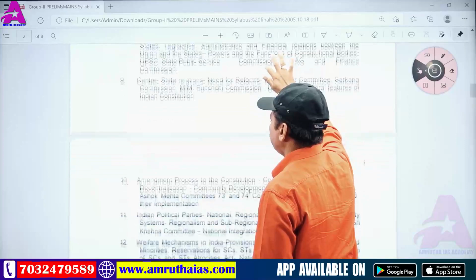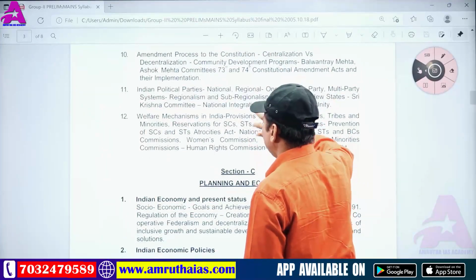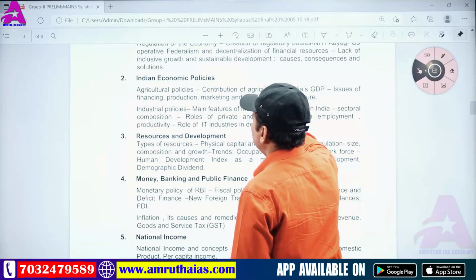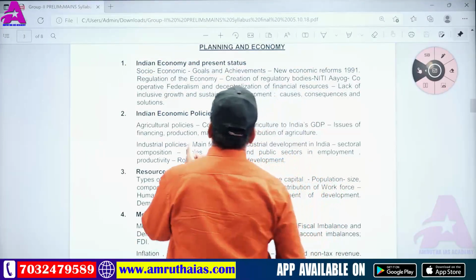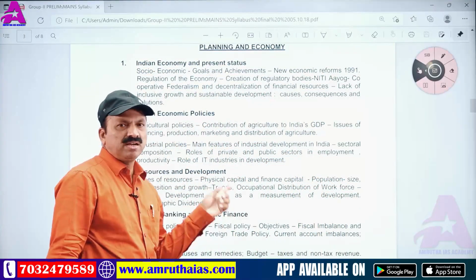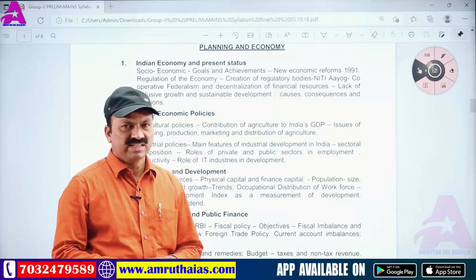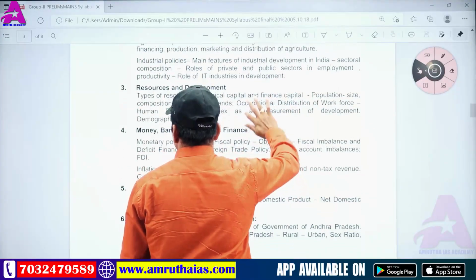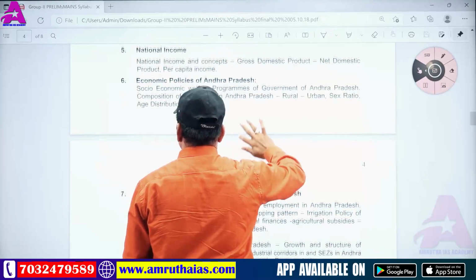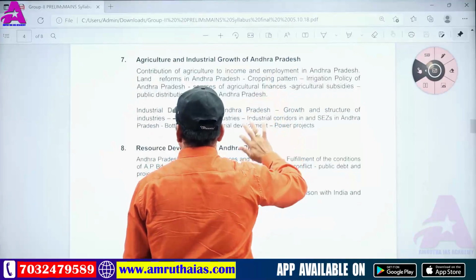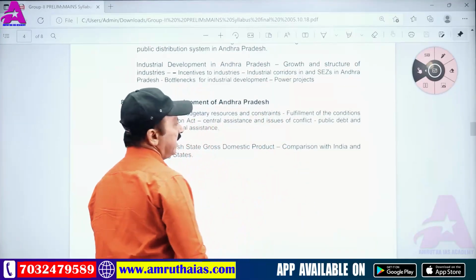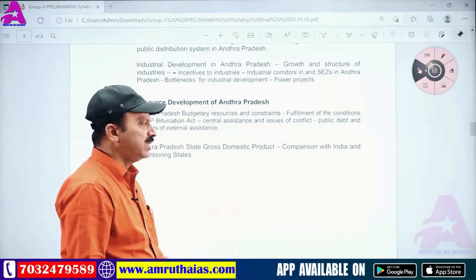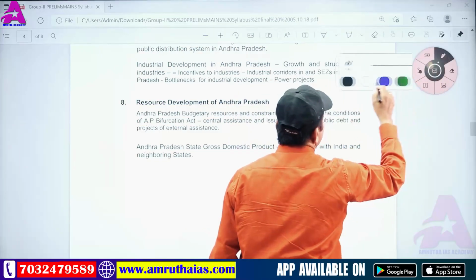Then coming to the third paper, the third paper is also available. Which one? Planning and economy is available. One is Indian economy and its present status, that is available, and AP economy is also available. So from AMRUTHA IAS Academy, you can purchase. All these areas are there: agriculture, industrial growth, industrial development, resource development. There are many topics in this that you have to remember.